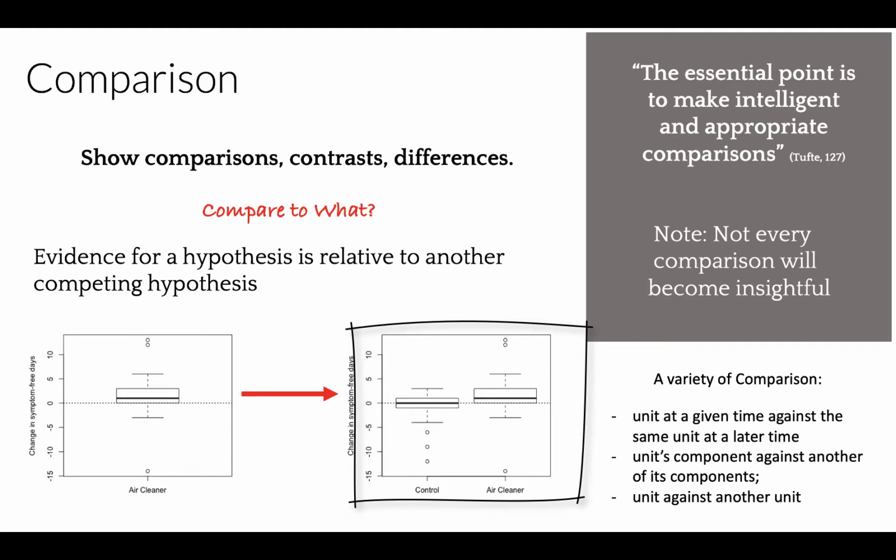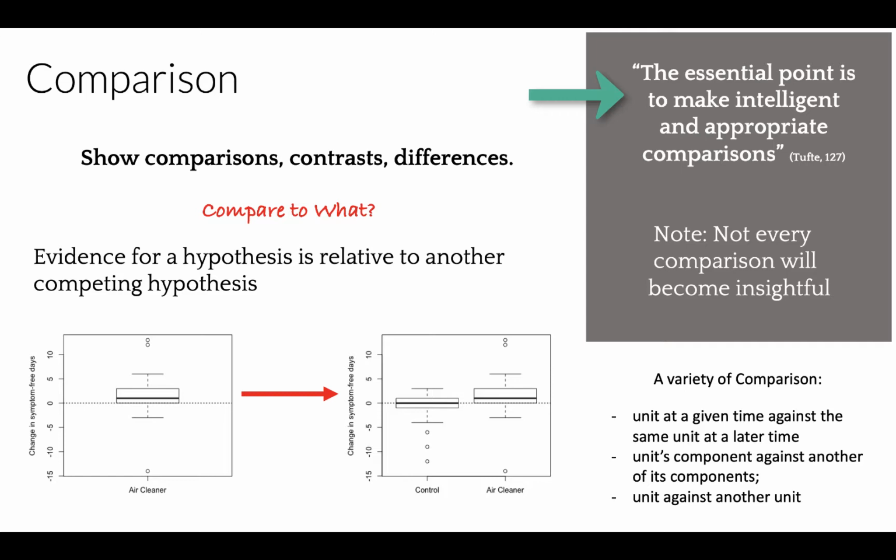From the plot, however, we do not know what happened when the air cleaner is not used. The plot on the right shows the comparison between the control group, no air cleaner, and the treatment group. Here we can see that on average, the control group children changed very little in terms of their symptom-free days. Therefore, we can say, compared to children who did not receive an air cleaner, children receiving an air cleaner experienced improved conditions. Note that the essential point is to make intelligent comparison, so not every comparison will turn out to be meaningful. We can use a variety of comparison objects: time comparison, comparison of different components, and comparison between different groups.